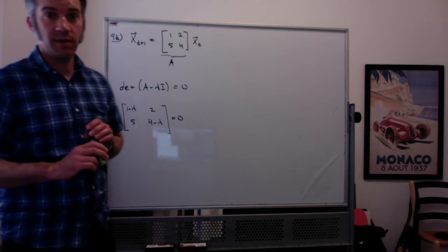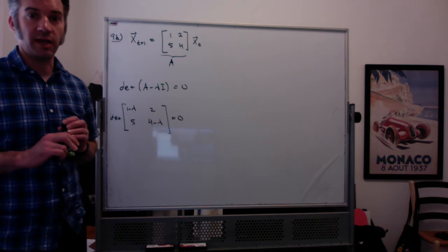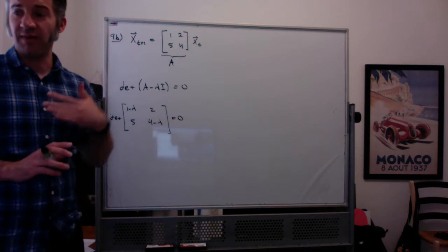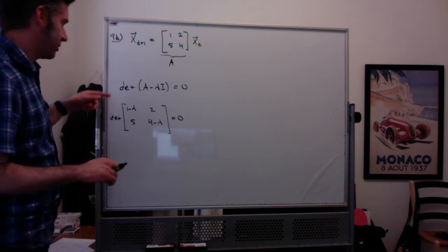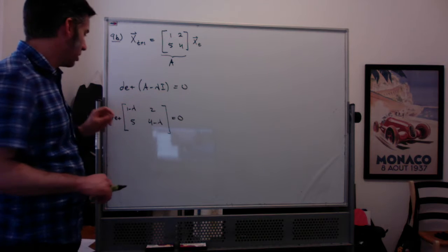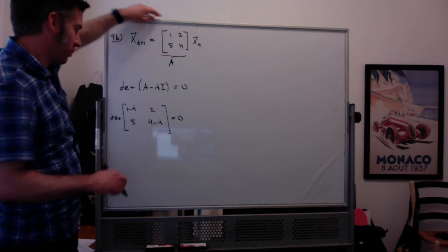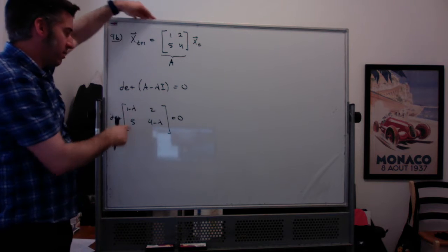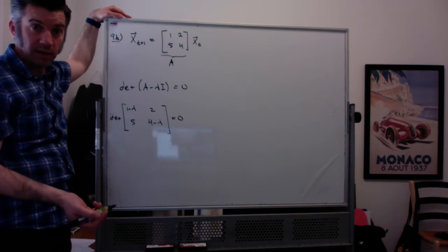Okay, problem 9b asks us to find the eigenvalues and eigenvectors of the matrix A, which is [1, 2; 5, 4]. So we always have to find the eigenvalues first. We take the determinant of A minus lambda I, set it equal to 0. So your matrix A minus lambda I is just the matrix A and then minus lambda on each of the diagonal spots.